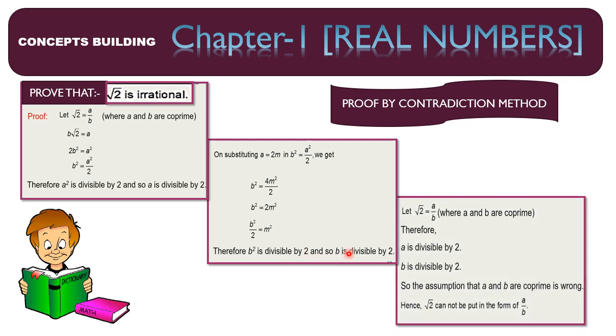Now the third step is what? Here, as you know, if this is a rational number, it means a and b are co-prime. But here we can observe from the first step and from the second step, a is divisible by 2 as well as b is divisible by 2. So our assumption that a and b are co-prime is wrong. It means it contradicts our fact, or we can say that it contradicts our assumption. Hence we can say that root 2 cannot be put in the form of a by b. It means root 2 is an irrational number, hence proved.